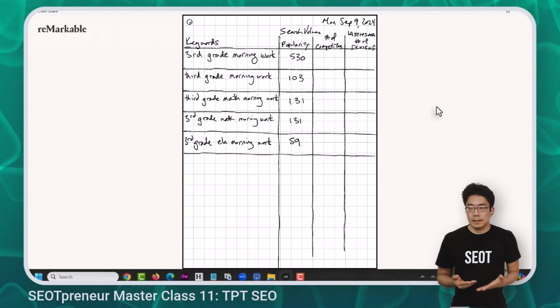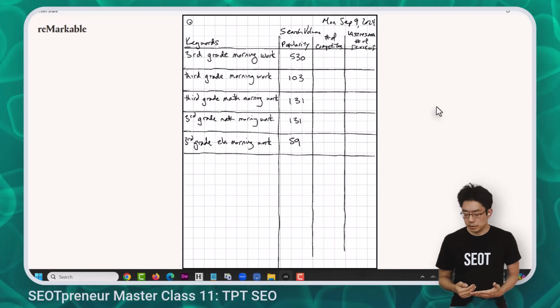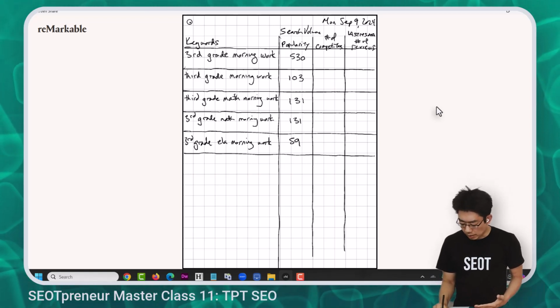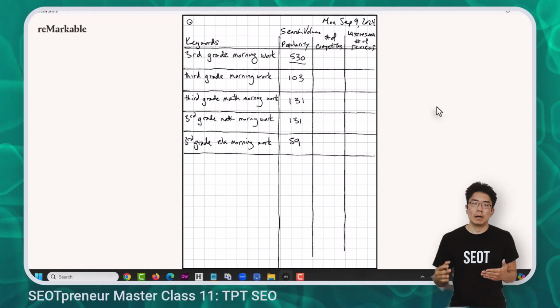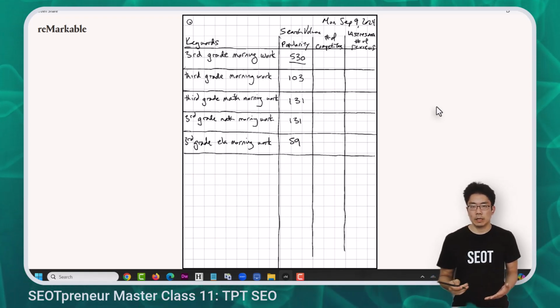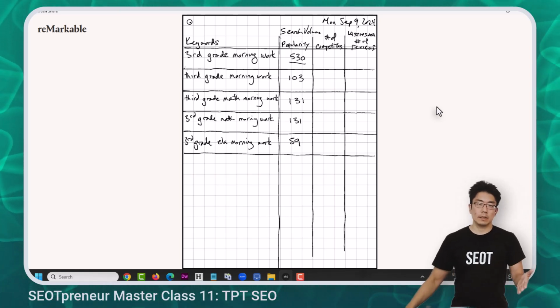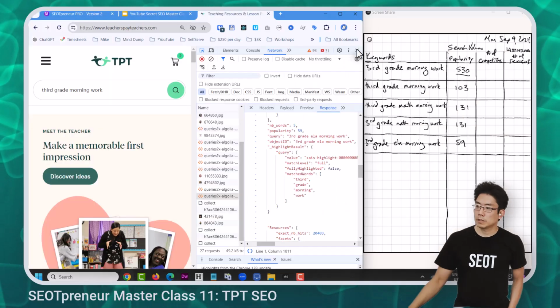So what we've done is we figured out how many people are searching for these keywords. And of course, at first glance, well, yeah, we should go after third grade morning work. But what we don't have yet is how much competition there is for those keywords. And that we can do just straight from the TPT website. We don't need to go into the developer panel for that. I'm going to close this developer panel.